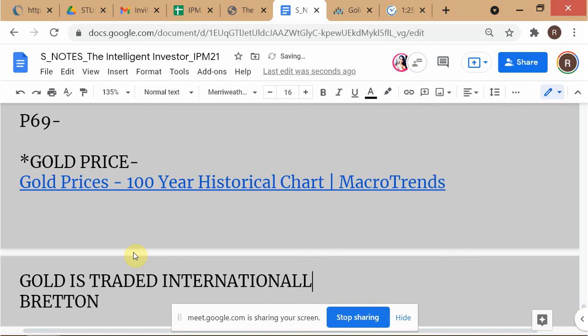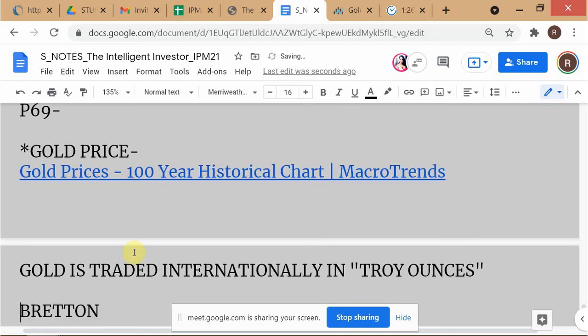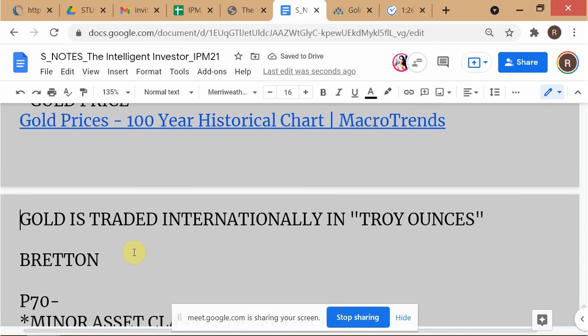You can't say ounce when it's actually troy ounce. It's not exactly the same. You can check it on Google. Troy ounce is not equal to 1 ounce. The ounce which your mother uses when baking cake, so many ounces of icing sugar, that ounce is different from troy ounce. Gold is traded internationally in troy ounces. So when you see the international price of gold, that is the price for 1 troy ounce of gold, which, as I said, is different from ounces. That is one point to note about the gold price.